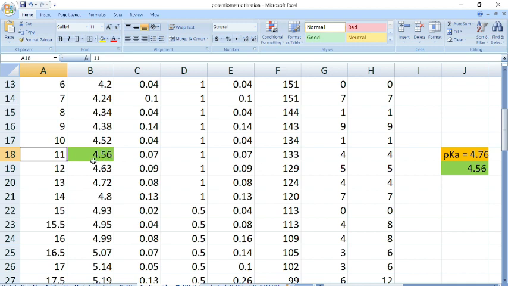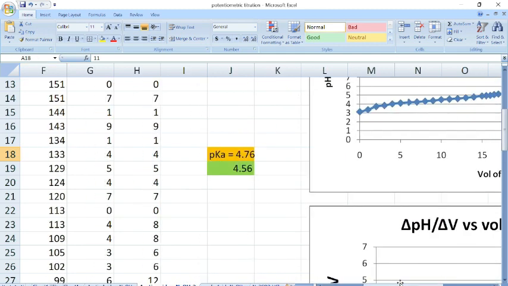CH3COONa is exactly equal to CH3COOH. So at this moment we are at the half-equivalence point, right? And this is equal to the pKa. This pH value is exactly equal to the pKa value of the acetic acid.